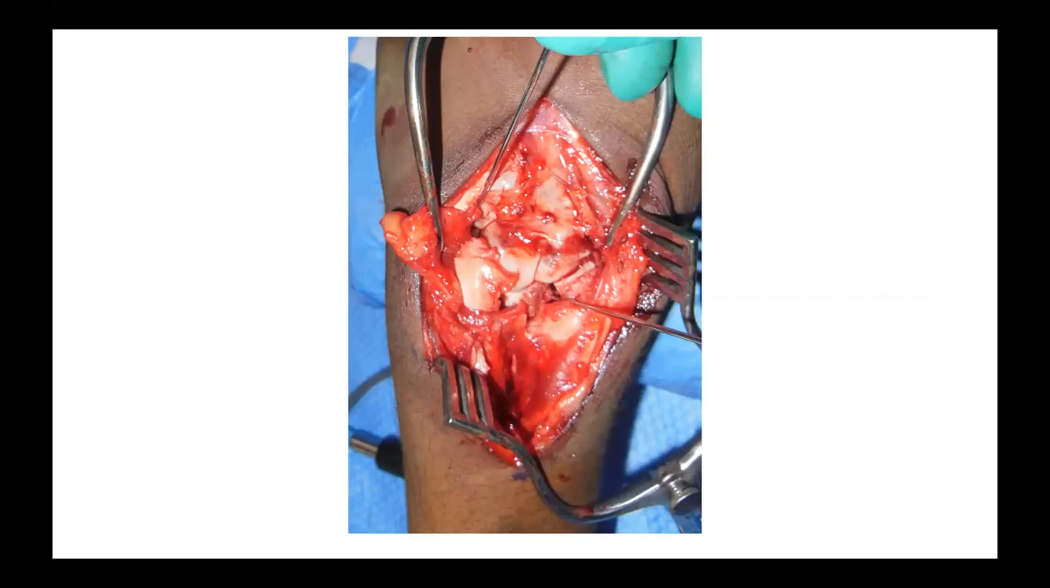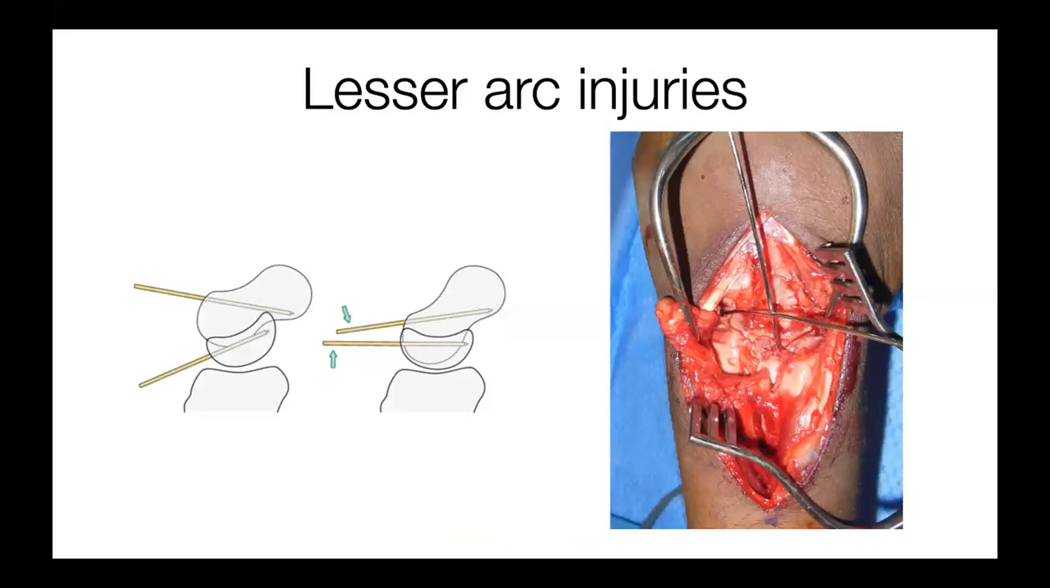So we've exposed the problem. A few tips and tricks for lesser arc injuries. What you're looking to do is to reduce the lunate relative to the radius and the capitate. So put your K-wire into the lunate perpendicular to its long axis. This then gives you a visual aid to when it's reduced without you having to take radiographs.